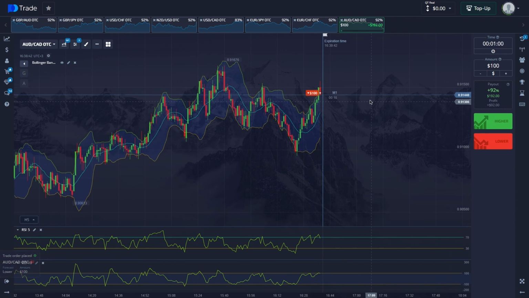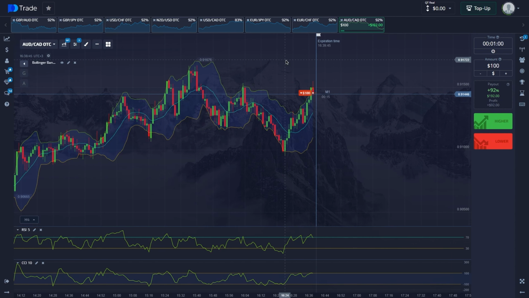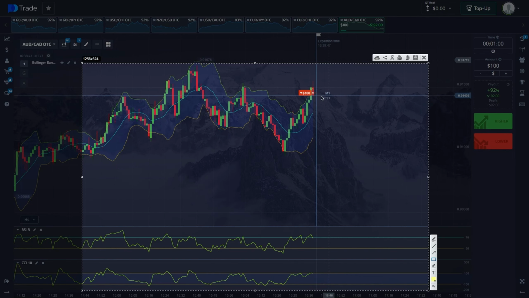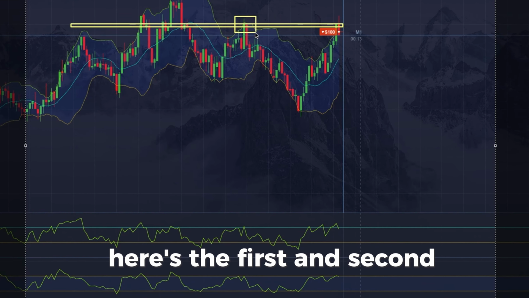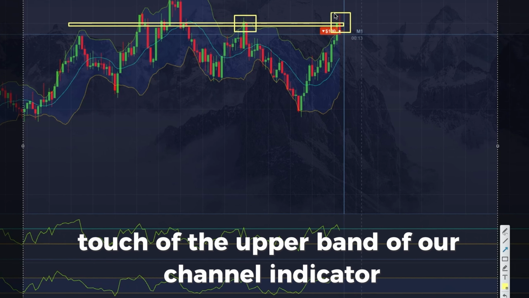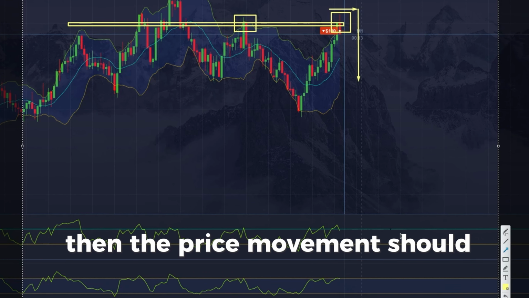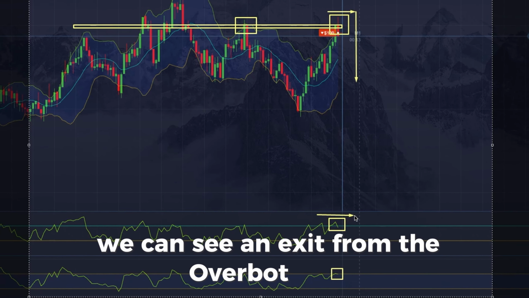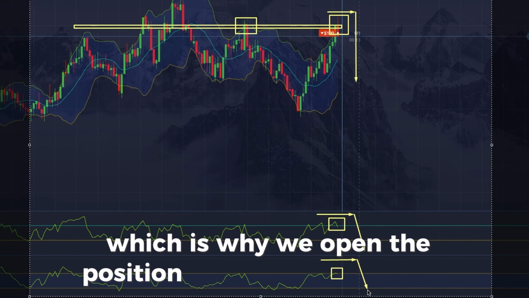Let's open a position for a downward move. We found a good entry point right away. There's a resistance area touch and a new price maximum is formed. Here's the first and second touch of the upper band of our channel indicator. Then, the price movement should go down. We're not just guessing this, we can see an exit from the overbought zone, which is why we opened the position for a downward move.